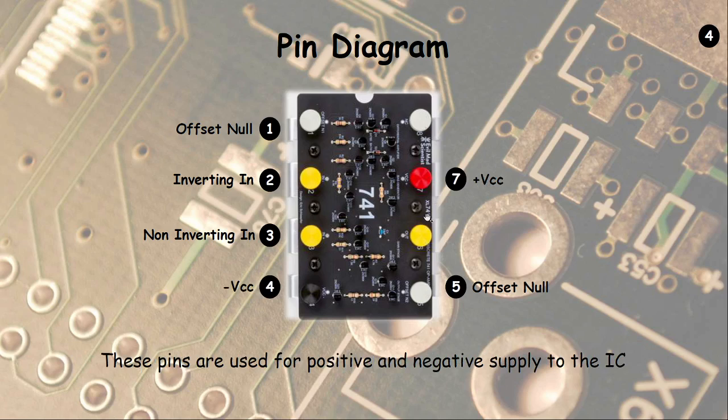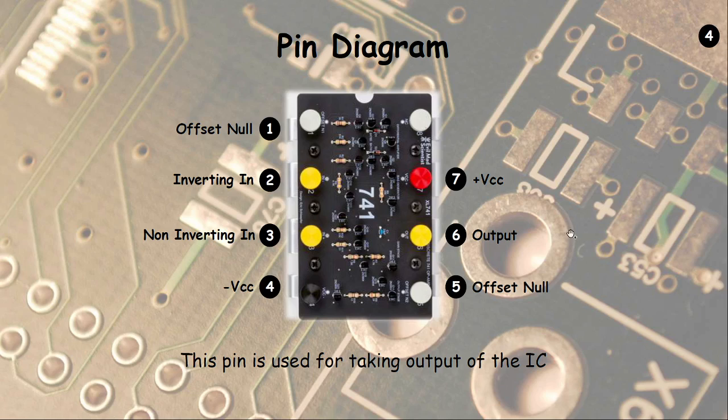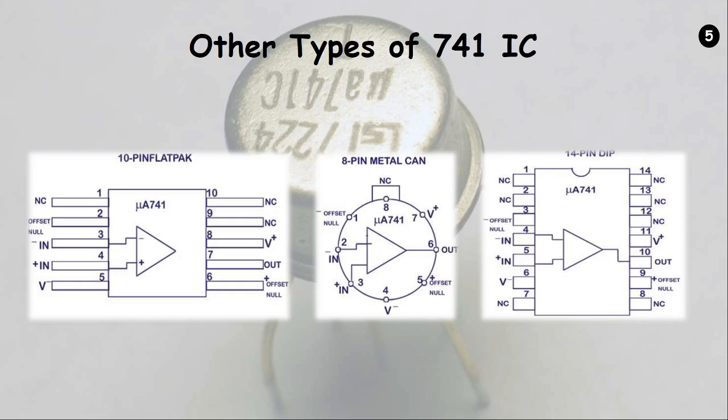The fourth and seventh pins are the supply pins. We give the minus VCC supply to the fourth pin and plus VCC supply to the seventh pin. Pin one and pin five are for offset null purpose. There are two inputs, inverting and non-inverting, so just the output is remaining. Pin number 6 is my output. Pin number 8 is not at all connected, so don't use that one.